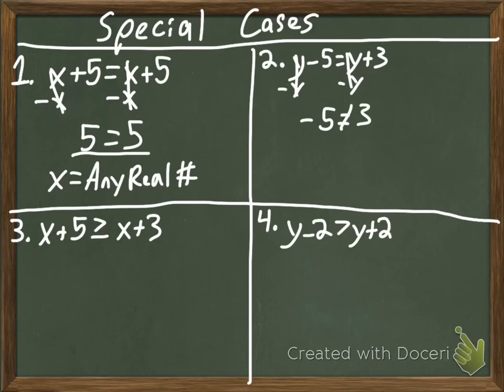Okay, as I'm sure you could conclude that this is a bit different than our first case, where it's not true. Well, if this is not true, then that means that there is no solution here. It means that there's no number we can find for y that will make this ever true.